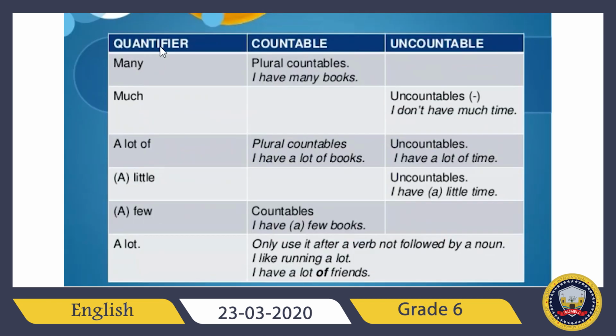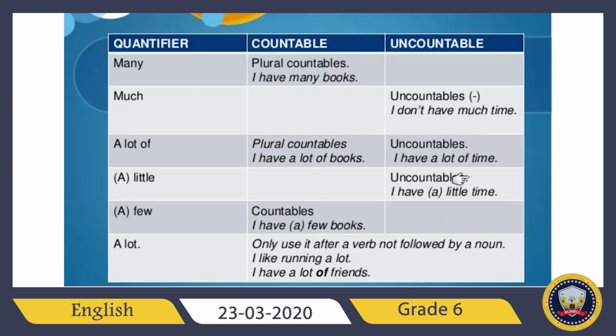As you see here, we have a list of quantifiers including many, much, a lot of, little, a few, a lot. Number one question is this. Which ones are followed by countable nouns? Which ones are followed by uncountable nouns? Many is used for countable nouns. As you see from the example here, I have many books. Much is used for uncountable nouns. I don't have much time. Okay, time here is uncountable.